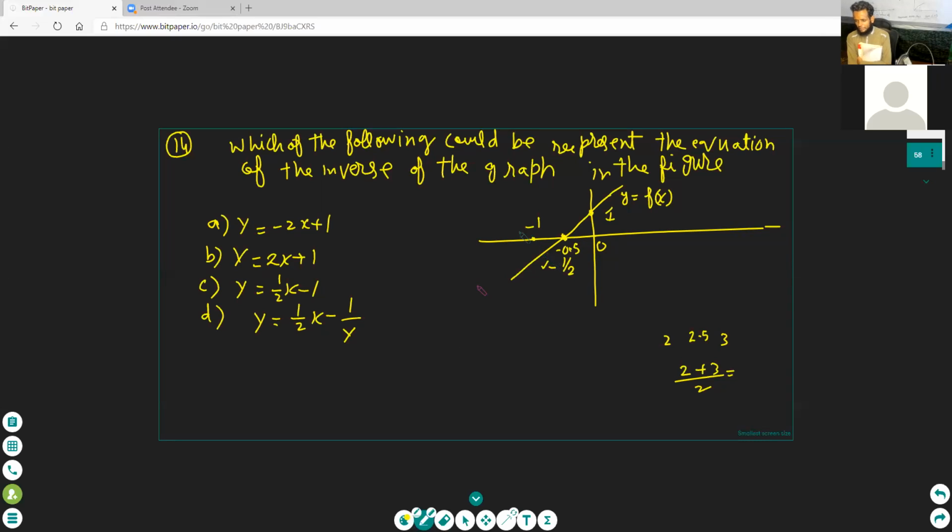You are not understanding. This is 1 and this is 0.5. Make two points, and make corresponding points for the f inverse function.